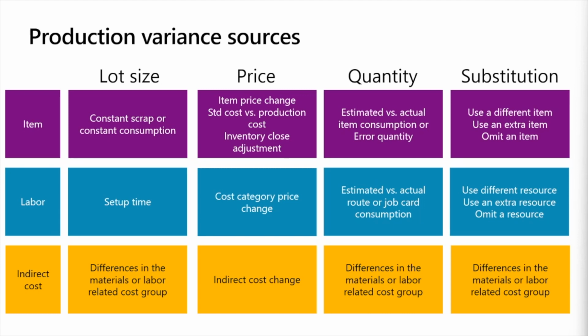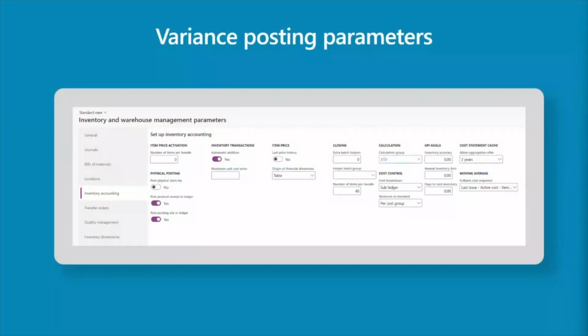Before we dive into the details of variances with a case study, there's two important parameters that I want to call out. You can find them in the Inventory and Warehouse Management Parameters page on the Inventory Accounting tab, or in the Cost Management module under the Inventory Accounting Policies area by opening Parameters.